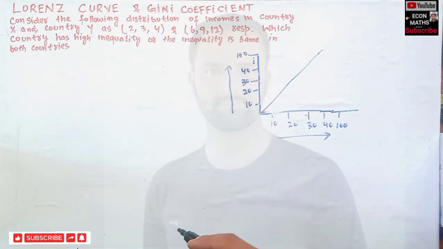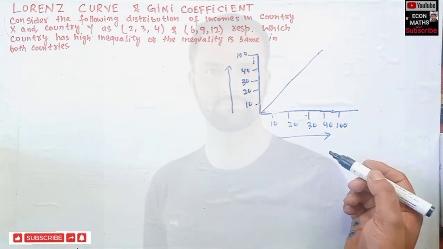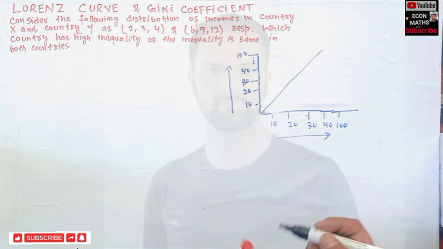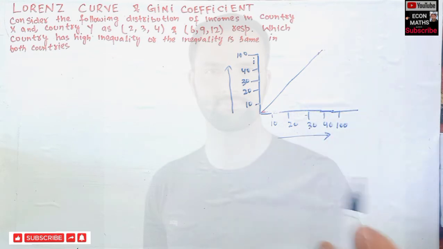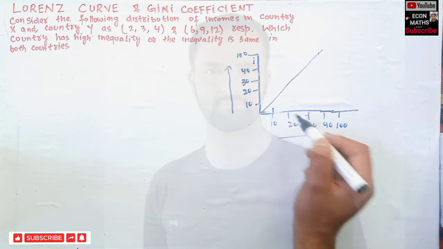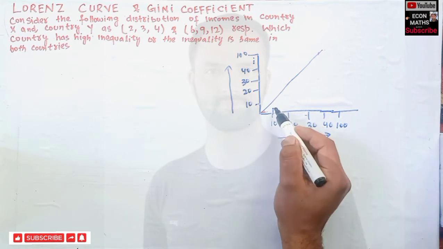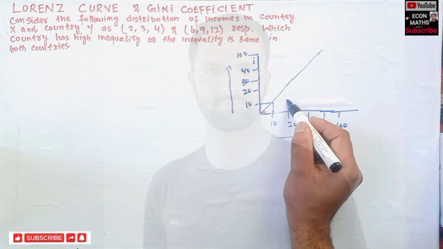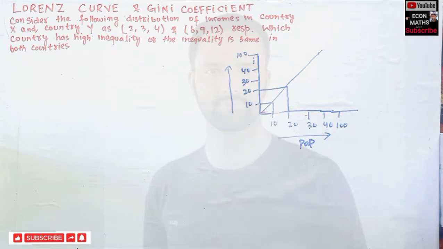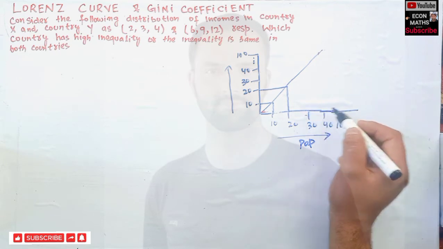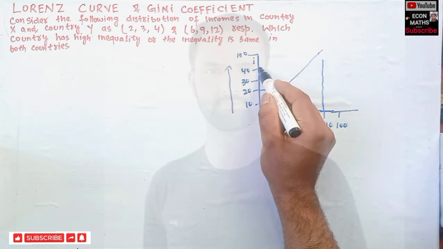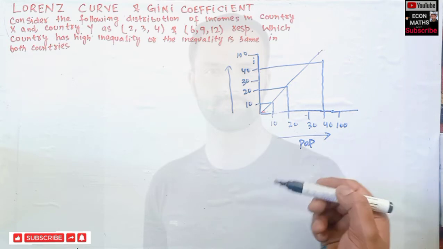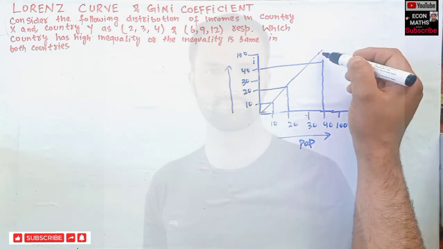So on the x-axis we take the cumulative population, and on the y-axis, the vertical axis, we take cumulative income. What does this line tell us? It simply tells us that 10% of the population owns 10% of total income in a country, and similarly 20% of the population will own 20% of the total income, and 40% of the population will own 40% of the total income. So we have equidistribution of income in case we have a straight line Lorenz curve.